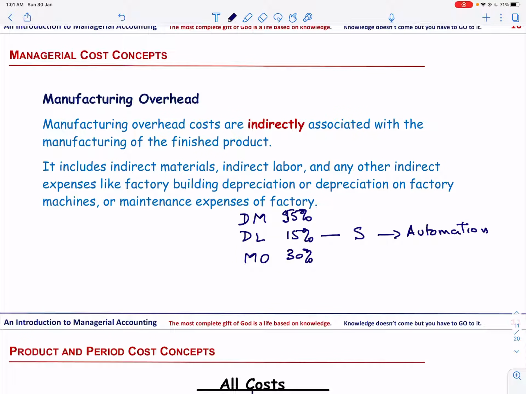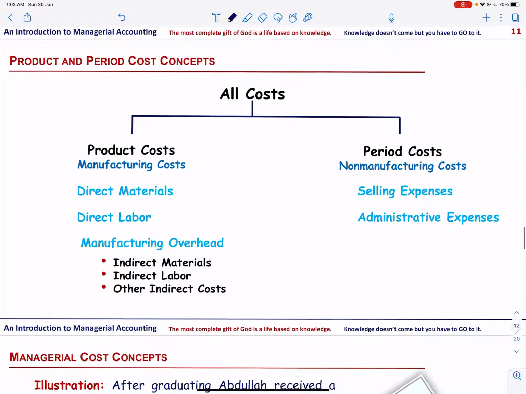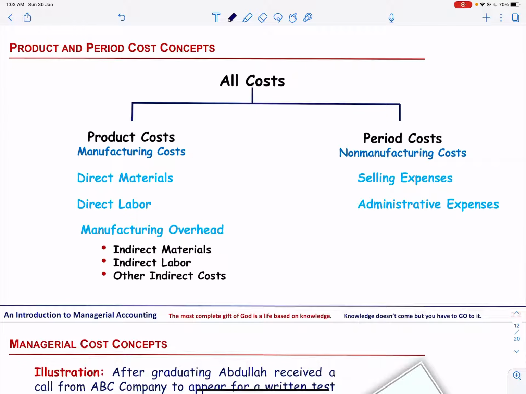Allocating direct material and direct labor cost is easy as it is easy to calculate the cost of the two components. But allocating overhead cost to specific products is a challenge for the managers. For example, how much of the maintenance engineer's salary should be allocated to the number of different products produced in the factory? Let us talk about product and period cost.